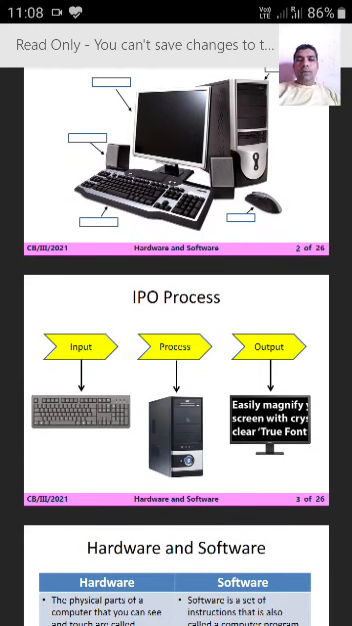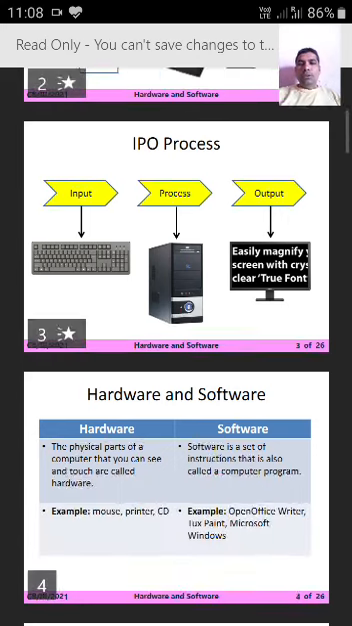Next, IPO process. I for input, P for process, O for output. A computer requires some instruction through the keyboard or mouse, and it processes in the CPU. Then we get the output in the form of a monitor. So this was the IPO process.